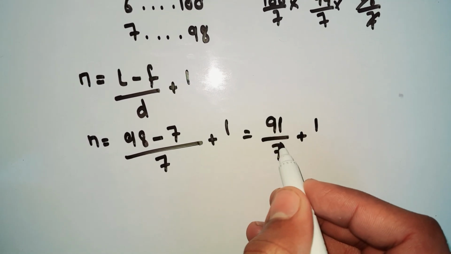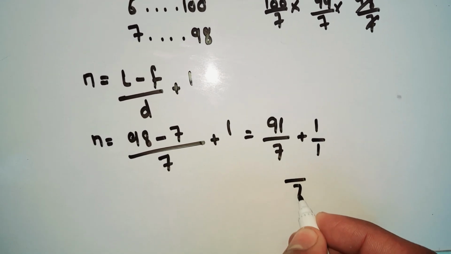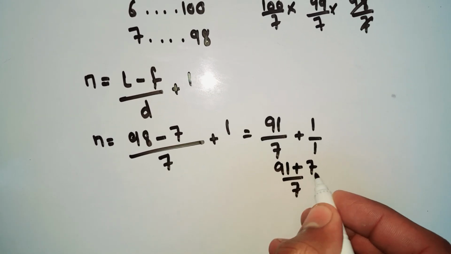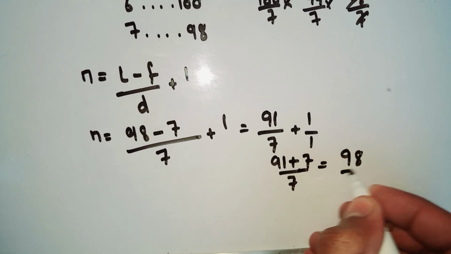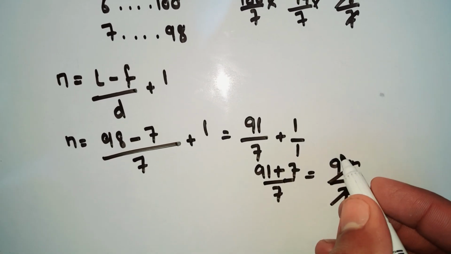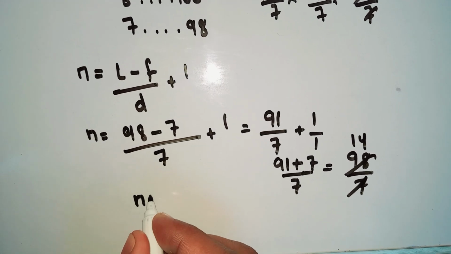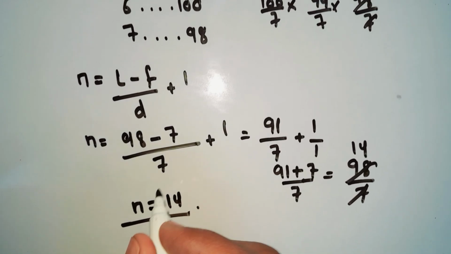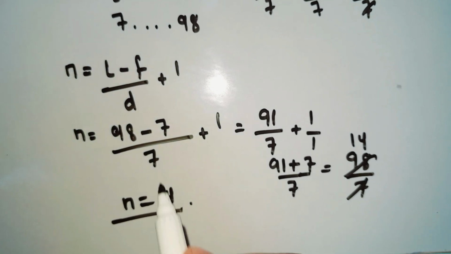Now we take the LCM, which is 7. So 91 upon 7 plus 1 gives 91 plus 7, which is 98, divided by 7. 98 divided by 7 is 14, since 7 times 14 is 98. So n equals 14. The number of terms is 14. There are 14 numbers between 6 and 100 that are exactly divisible by 7.